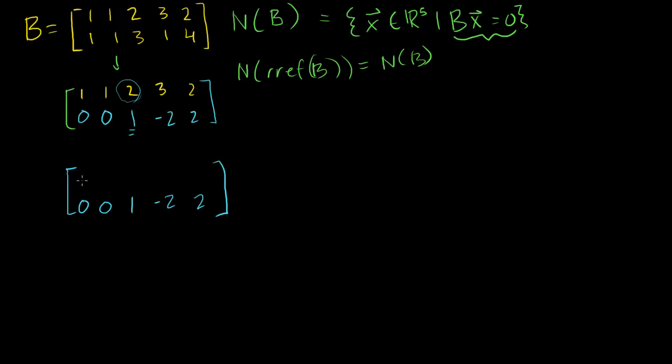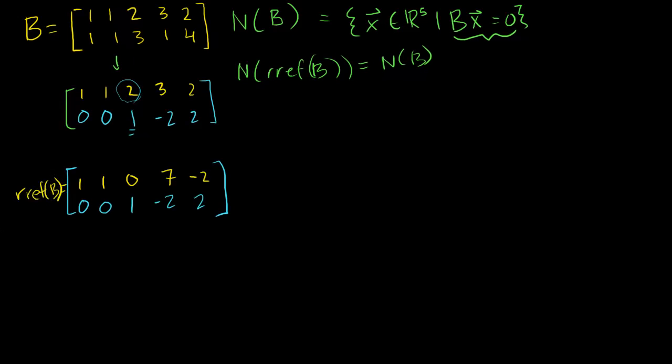So 1 minus 2 times 0 is 1. 1 minus 2 times 0 is 1. 2 minus 2 times 1 is 0. 3 minus 2 times minus 2, so that's 3 plus 4, which is 7, right? 2 times this is minus 4, and we're subtracting it. And then 2 minus 2 times 2, that's 2 minus 4, it's minus 2. So this is the reduced row echelon form of B. B is equal to that right there.